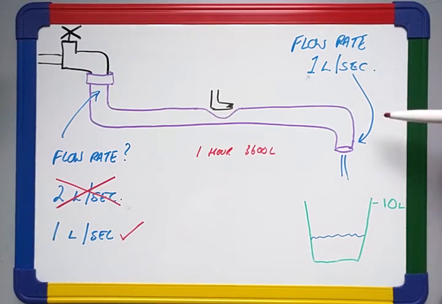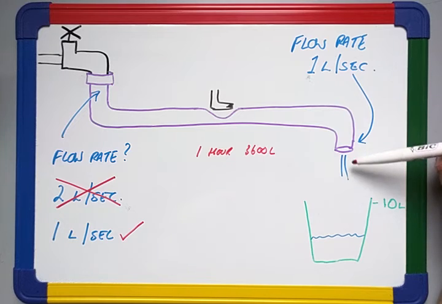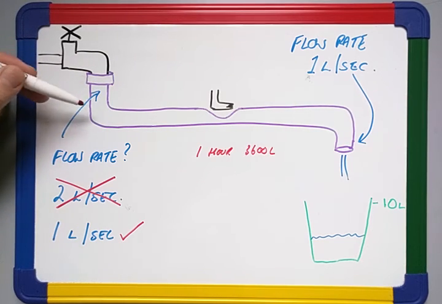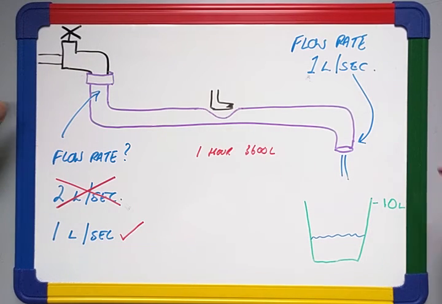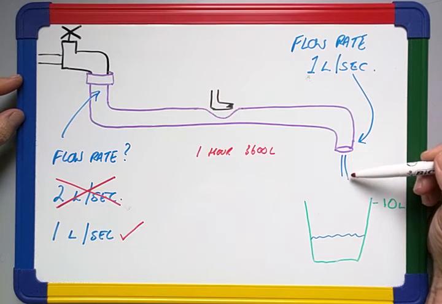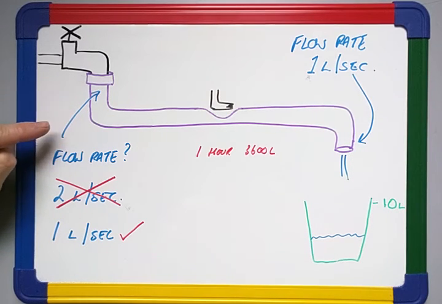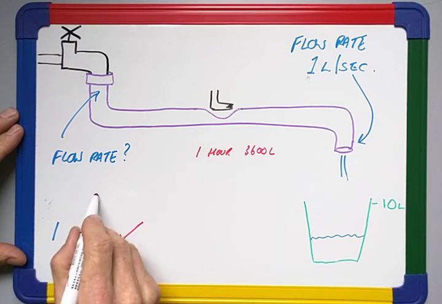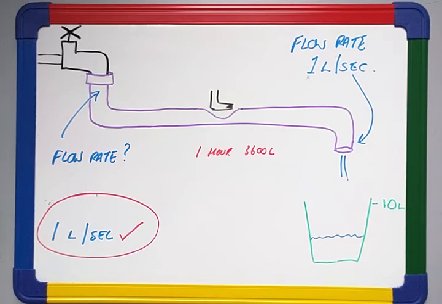Over the period of an hour, if 3.5 tonnes of water fall out the end of the hose here, it can only be because 3.5 tonnes of water have left the tap and gone into the hose here. A flow rate of 1 litre per second here means a flow rate here of 1 litre per second. This is the only possible answer.